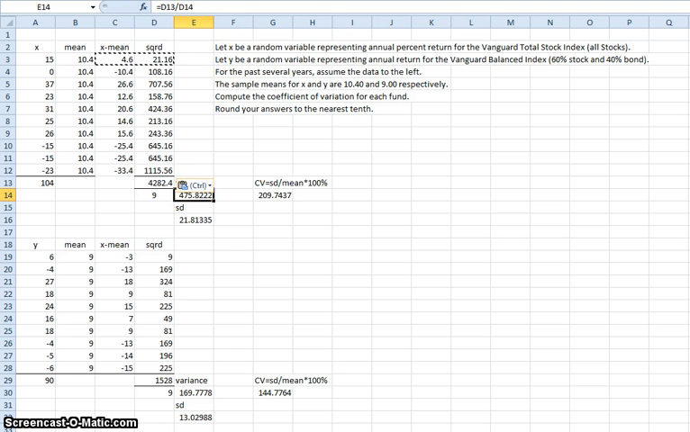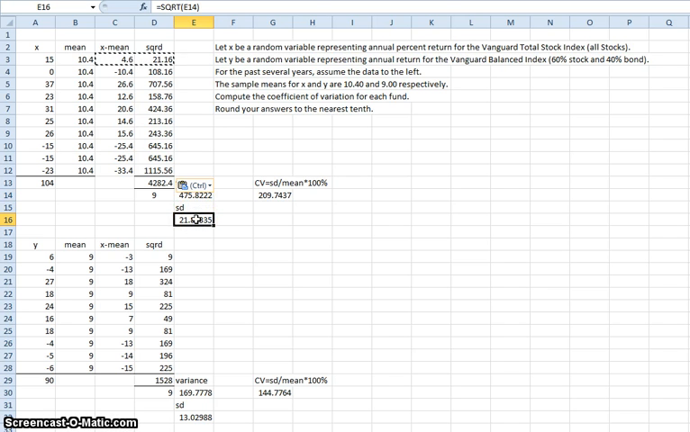It took D13, and don't forget that equal sign in the front, D13, which is the sum of the differences squared. And it divided it by D14, which was the number I plugged in here, n minus 1 or 9. And it calculated the variance there, and look what happens here to get the standard deviation.